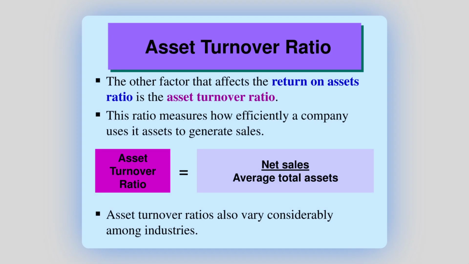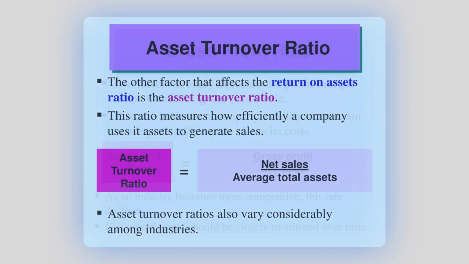So, asset turnover ratio. Another factor that affects the return on assets is the asset turnover. This ratio means how efficiently or effectively the company uses the assets to generate sales. So ano yung formula? Asset turnover ratio is net sales divided by your average total assets. And the ratio here also varies among the companies, okay?